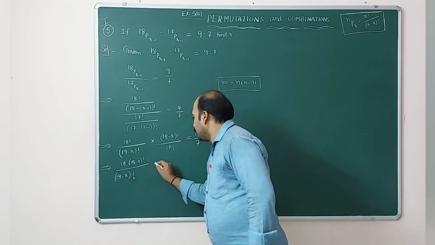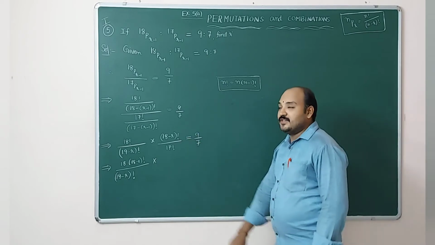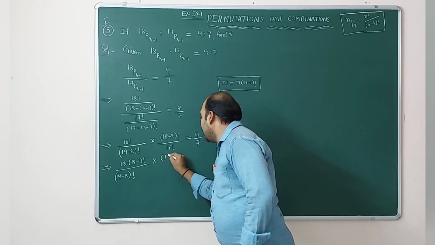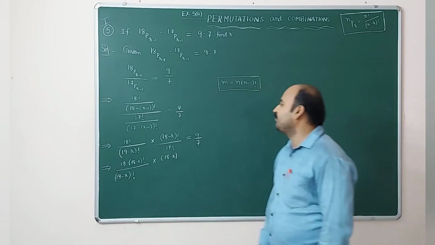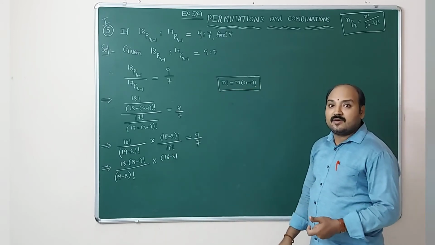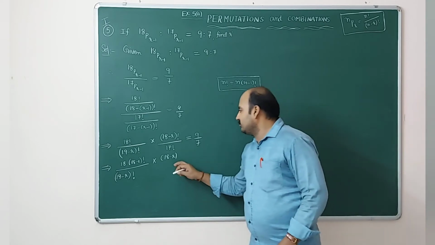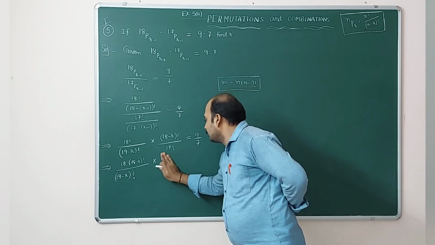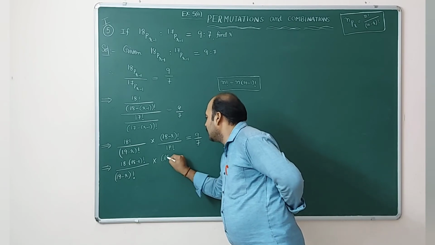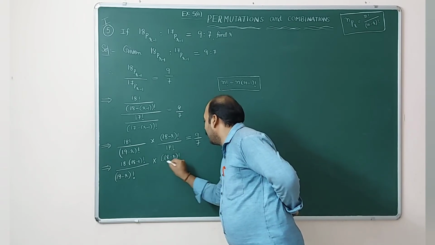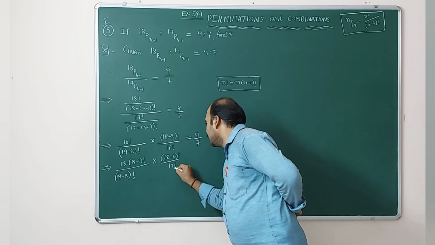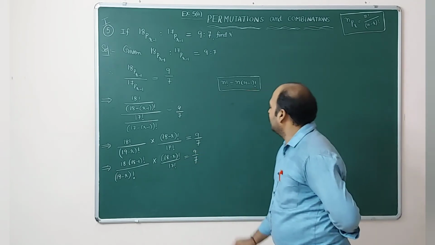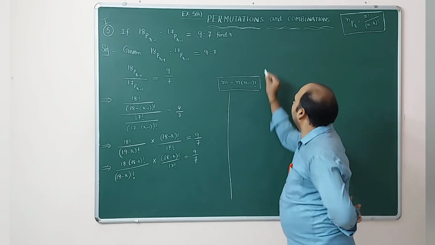19 minus r factorial into, here 18 minus r factorial we can write. So 18 minus r into 18 minus of r minus 1. So we can get it as 18 minus r factorial, again you have to write it. In the next step you write 17 factorial, which is equal to 9 by 7. So the rest of the part I will write it here.